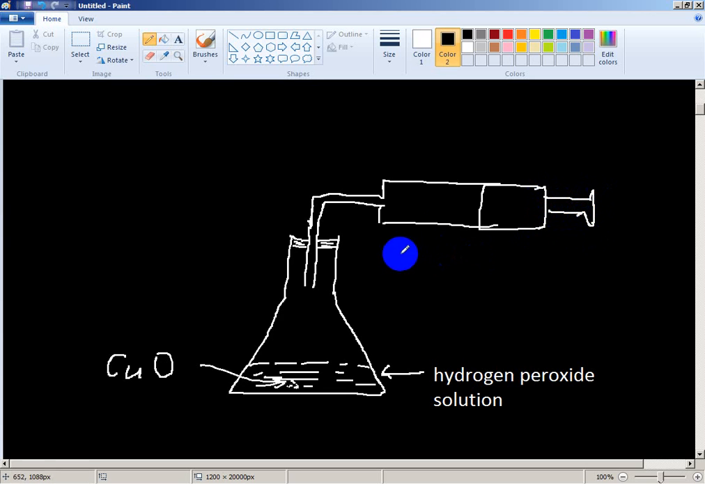Okay, this is a syringe. Here oxygen gas is being produced. I told you this gas's name. Yeah, sorry.